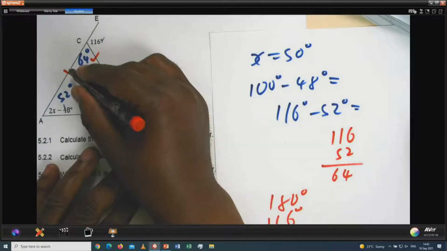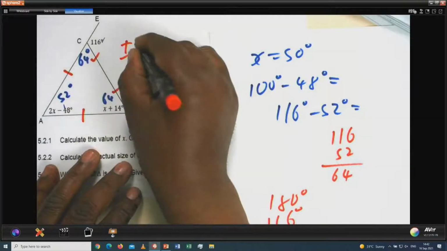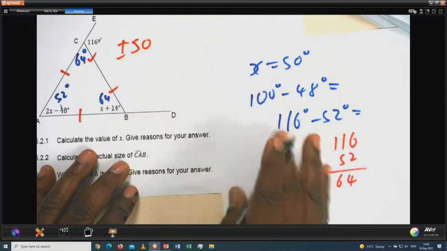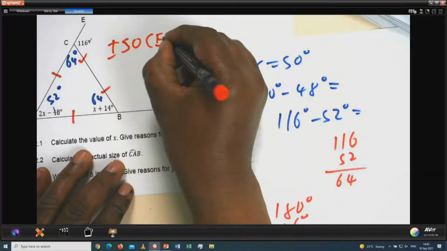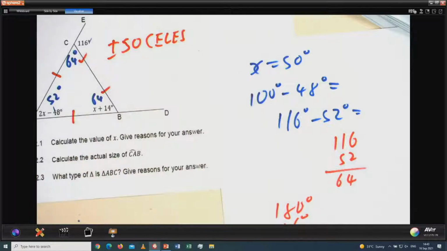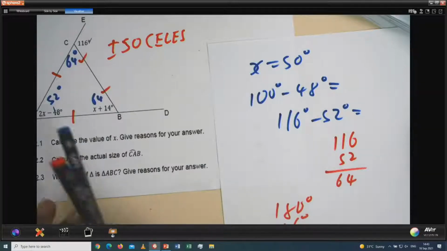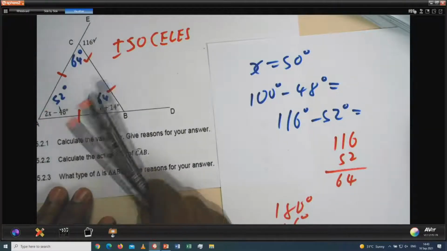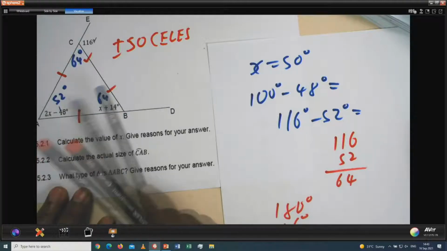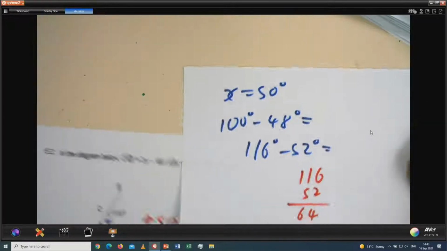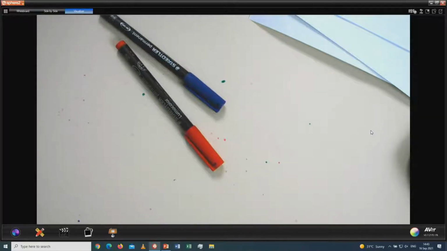So, two sides equal, iso. Iso means equal, isosceles. That is an isosceles triangle. So, it was still correct. It was still correct. I just missed this part here because this gives you 116. So it was still correct, no mistake there. Right. That is how we do those questions.